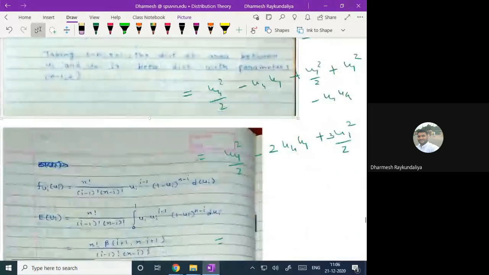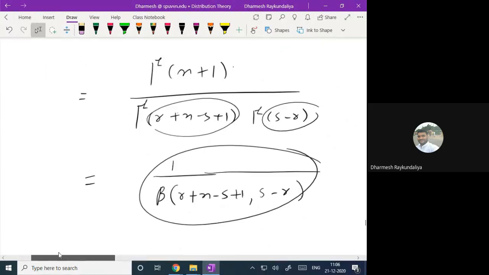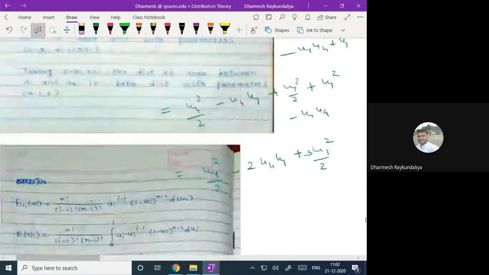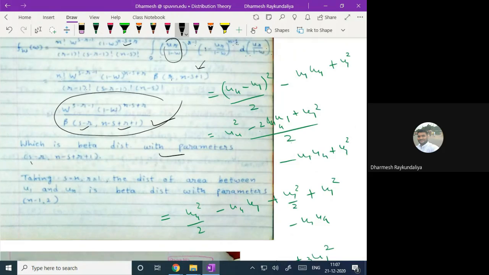That is what we have written. Either you can write beta a,b or beta b,a, that is no issue. Because here the power is s minus r first, it is written as beta (s minus r) and then (n minus s plus r plus 1). So this is also nothing but a beta distribution, with parameters s minus r and n minus s plus r plus 1. If you wish to find the distribution of the area between any two order statistics, the rth and the sth, it is the beta distribution with parameters s minus r and n minus s plus r plus 1.